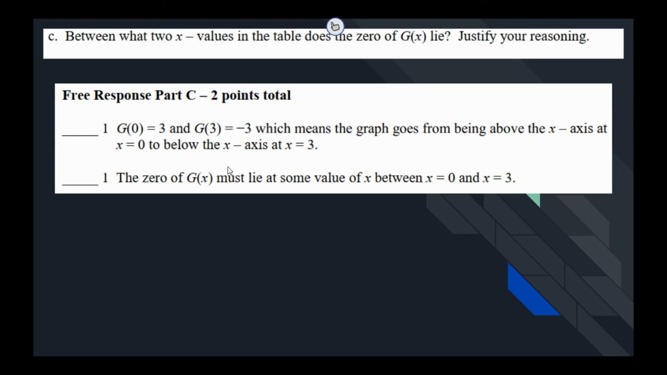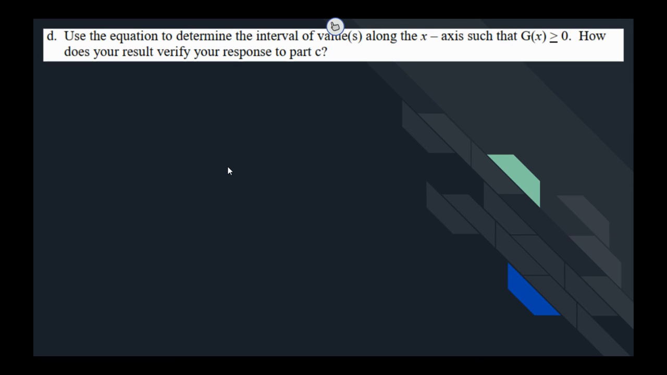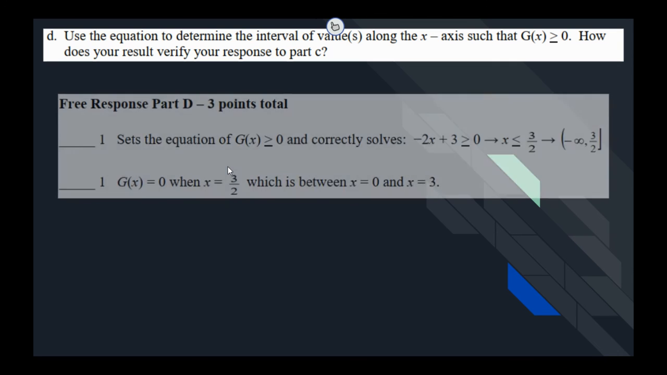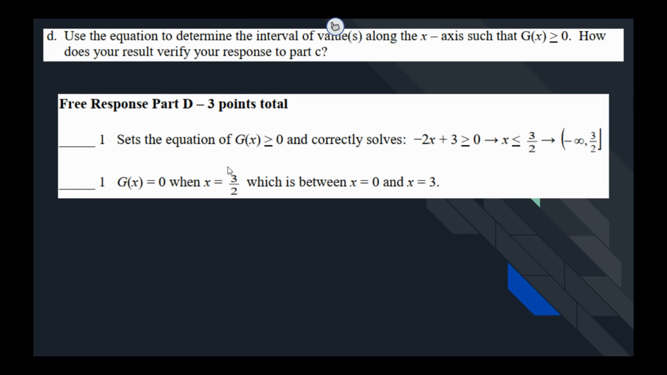And last but not least, part D. Use the equation to determine the interval of values along the x-axis such that g of x is greater than or equal to 0. That is your result. Verify your response to part C. So you set g of x to be greater than or equal to 0 and solve it correctly. So x less than or equal to 3/2 gives you the interval from -infinity to 3/2, sorry. And then an explanation of g of x equals 0 when x is 3/2. So that's between x equals 0 and x equals 3.